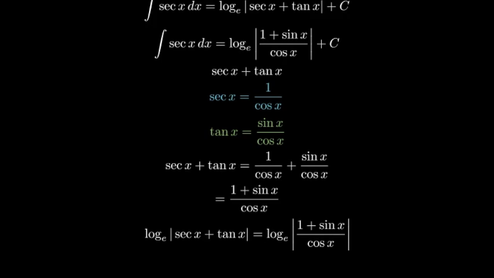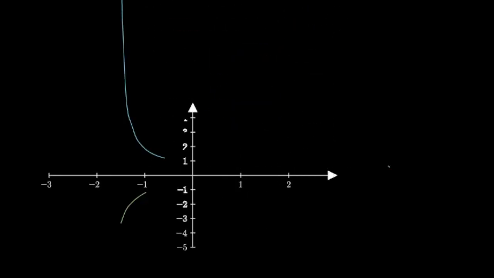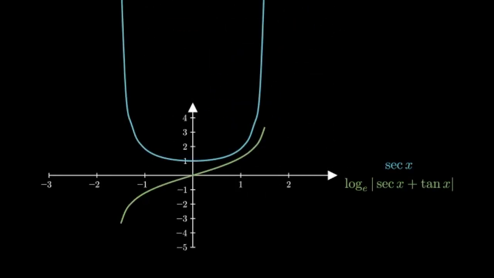Let's visualize what this means on a graph. Here we have the function secant x in blue and our antiderivative in green. Notice how the antiderivative grows more slowly than the original function, which is what we expect from a logarithmic function. Also notice the vertical asymptotes at x equals plus or minus pi over 2, where cosine x equals 0.